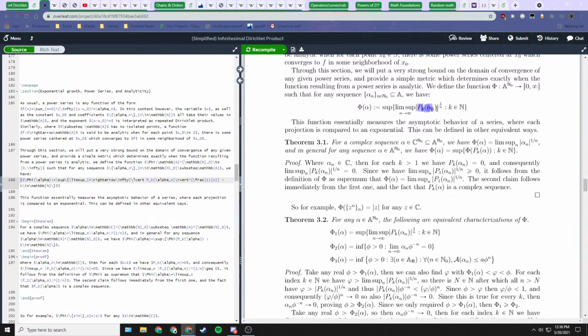In order to get to this second claim, it actually follows immediately from the definition. Each of these projections is a complex sequence. So if we take alpha and take its kth projection, that becomes a complex sequence. And this is just the root test on some complex sequence, so this is just phi of p sub k alpha, this term specifically inside. And then, of course, by definition, phi is just the supremum of all these. So it's just the supremum of the phi of the projections. So that's where we left off.